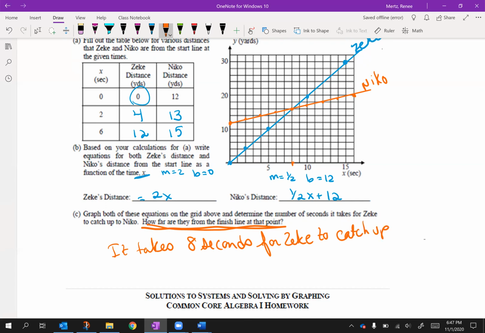They are at how many yards? So they're here. So 10, 12, 14, 16. So they're at 16 yards. So how far are they from the finish line? That was 30 yards total. So they are 14 yards from the finish line, 30 minus 16.